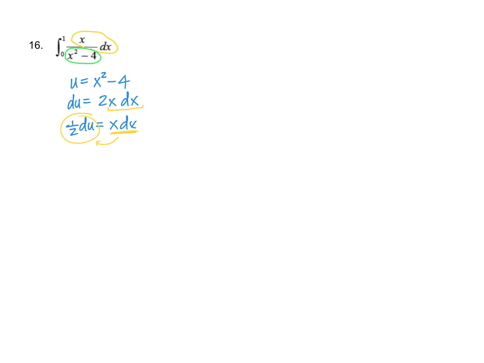All right, so now we have this problem right here. The integral of 1 over u times 1/2 du. This 1/2 du is the yellow part, and this u was the green part, because we made u equal to x squared minus 4.